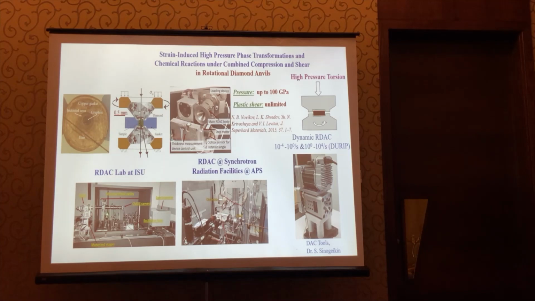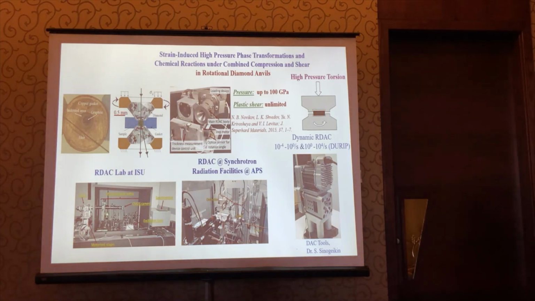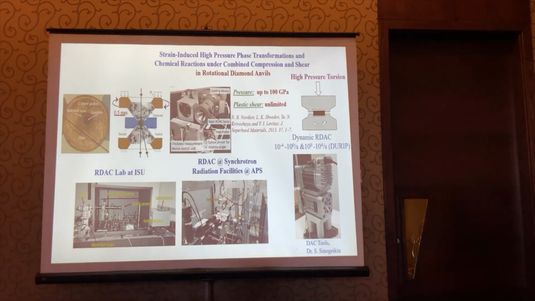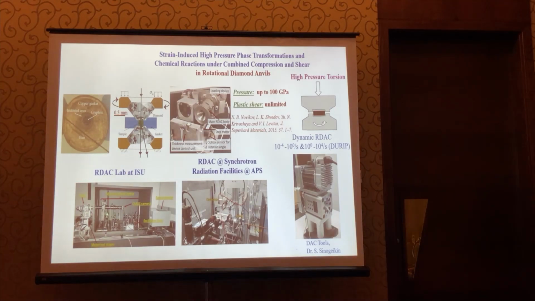So what we are doing differently: after compression, we twist one anvil with respect to another, superposing large plastic shear, and this changes everything. This device is called the rotational diamond anvil cell, and I brought this device from my former group in Kiev, Ukraine, 2 decades ago, and this was the initiation of this type of research.